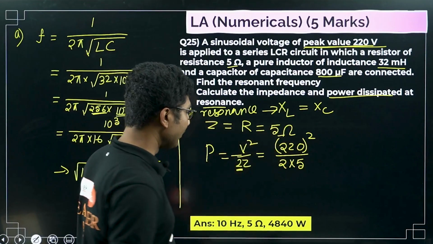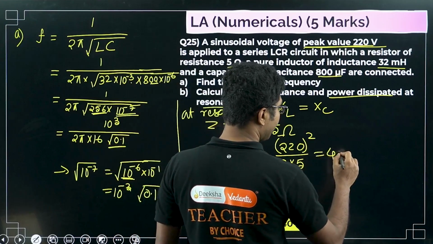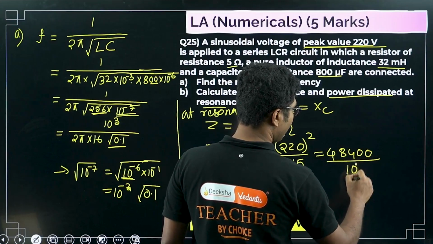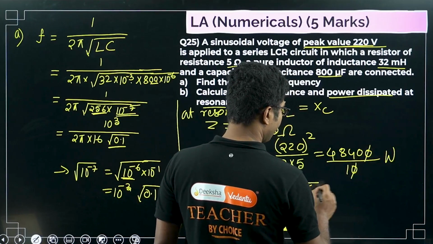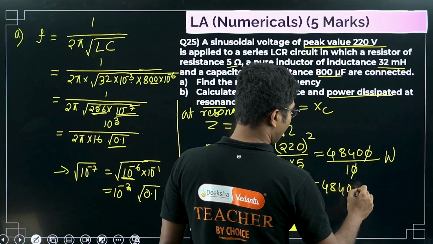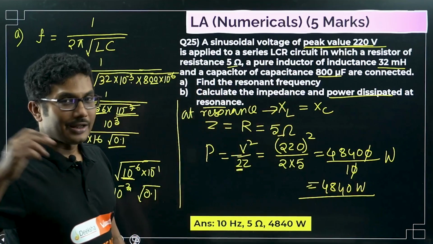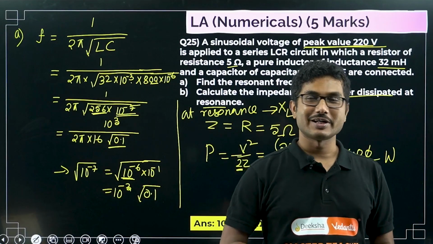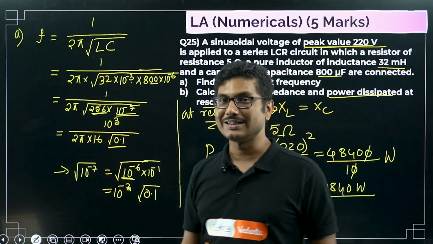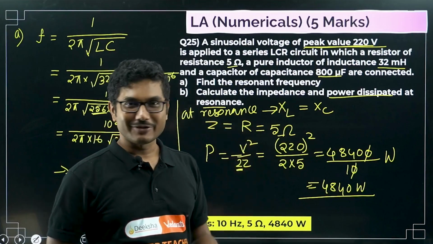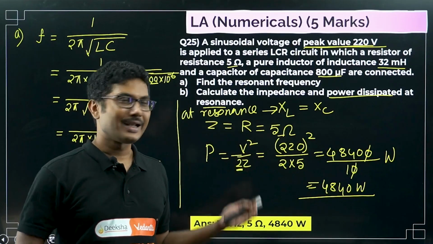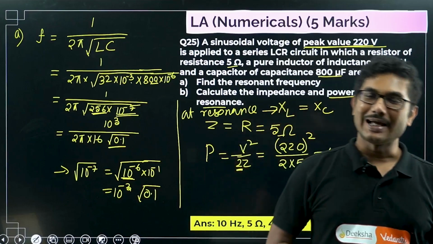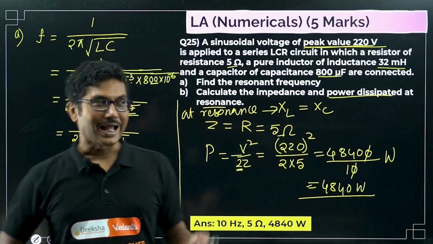Now if you put the value, you will get 48400 divided by 10. One of the zeros will cancel, so 4840 watt. Okay, so if they give you any problem related to resonance, your eyes should light up, because in resonance, except for calculating the resonance frequency, impedance itself is only the resistance, and current is basically Vrms by R, power is Vrms square by R. So those two things you have to remember.